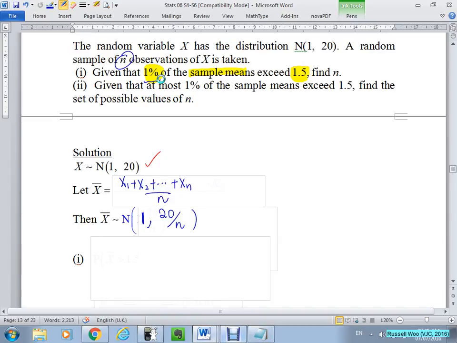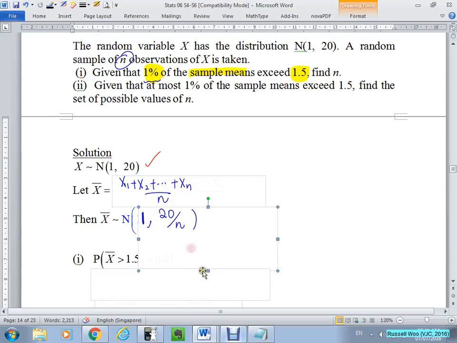Maybe first time you see a bit alien. Second time, okay, see it before but also cannot remember. Now you see enough, this kind of percentage kind of info, you should know that it makes perfect sense that you have this line. Actually this is from the question. 1% of sample means exceed 1.5 means probability of sample mean exceeding 1.5 is 0.01. They really mean the same thing.